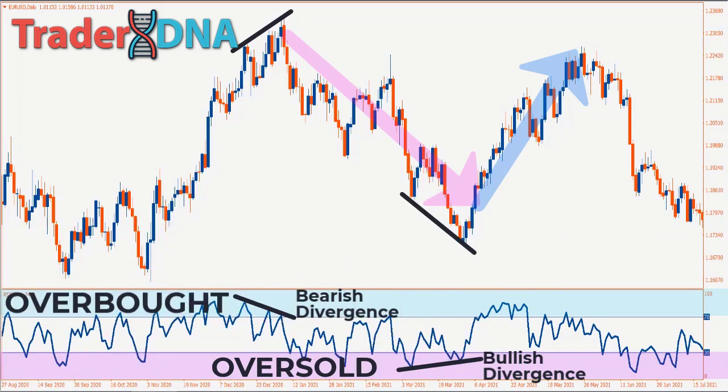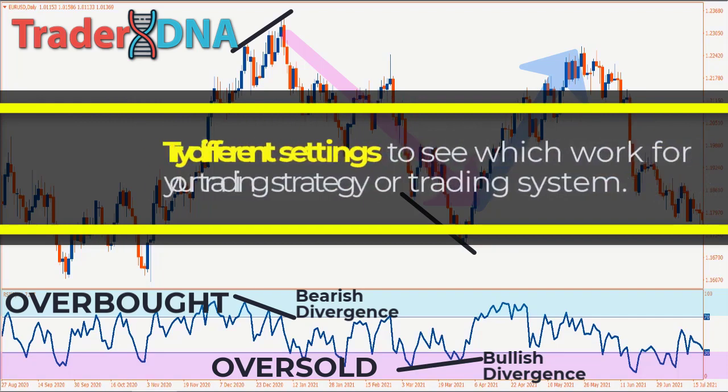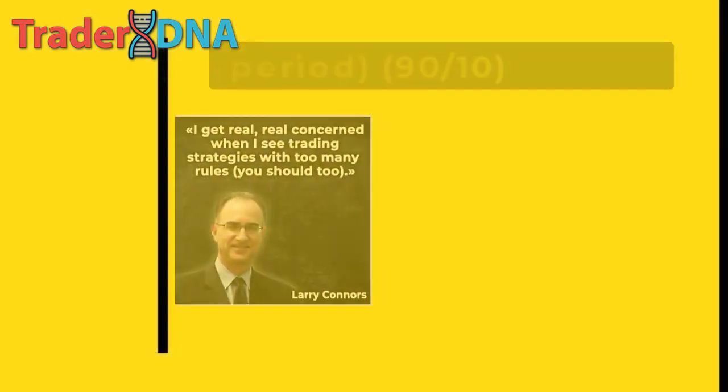The choice of indicator settings is best found through experience by each individual trader. Try different settings to see which work for your trading strategy or trading system. Here is one example of an RSI trading strategy to consider as a guideline for how to go about developing your own trading system. 2-period RSI trading strategy.